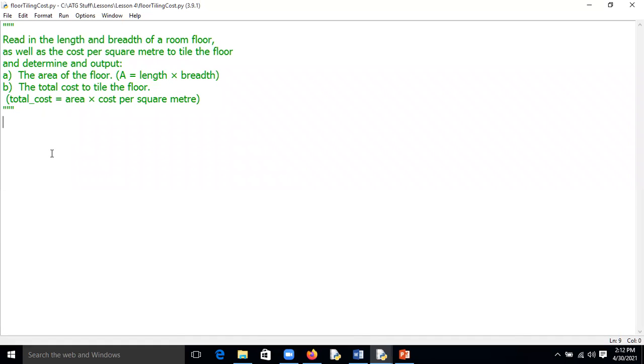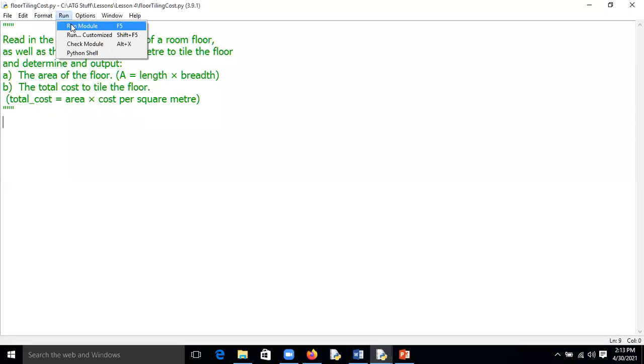Okay, so read in means input, yeah? So read in the length and breadth of a room, as well as, that means in addition to the length and the breadth, you're going to be reading in, right? As well as the cost per square meter. That means how much does it cost to tile this room per square meter? All right. So let's look at it.